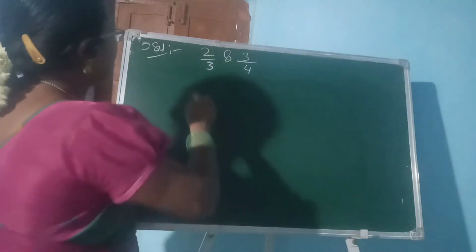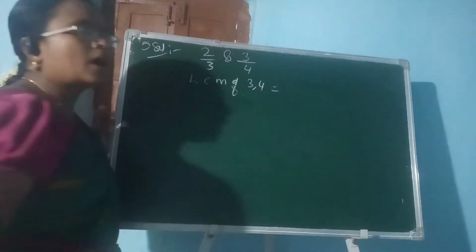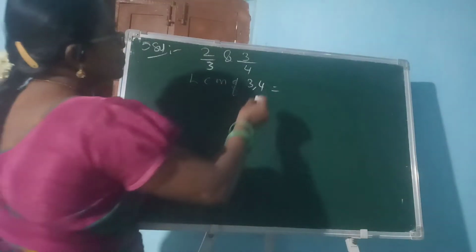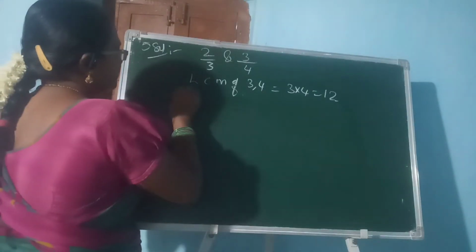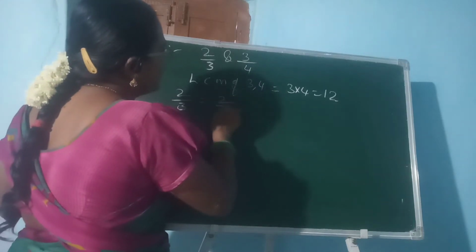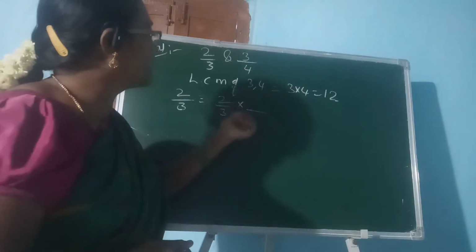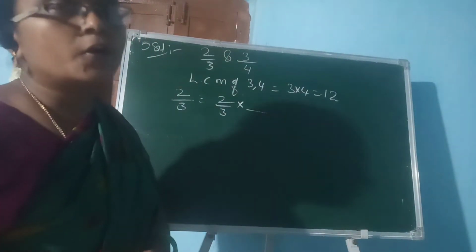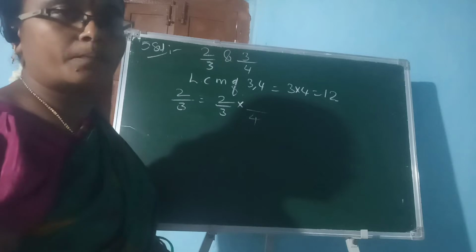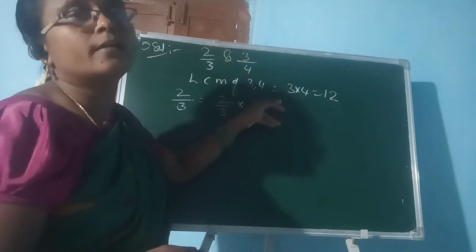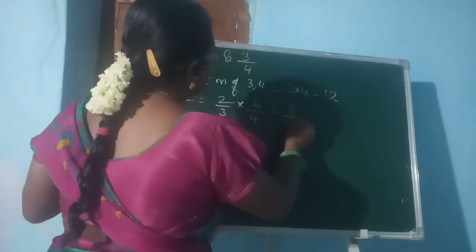The other way, take the LCM of 3 and 4. These, 3 and 4, are both co-primes to each other. So we can directly write 3 4s are 12. So 2 by 3 can be written as 2 by 3 times what should we multiply here to get the denominator 12? What should we multiply to 3 to get the denominator 12? It should be 4, since 3 4s are 12. The same digit should be followed for the numerator. So it becomes 2 4s are 8 by 3 4s are 12.